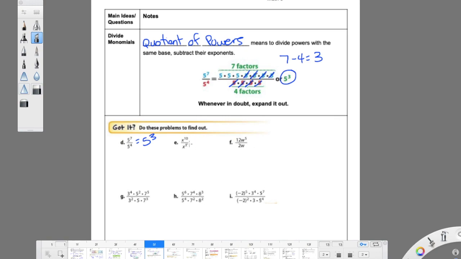So we have x to the 10th power and x to the 3rd power. So we're already starting to get to that point where it's a little tedious to write 1, 2, 3, 4, 5, 6, 7, 8, 9, 10.